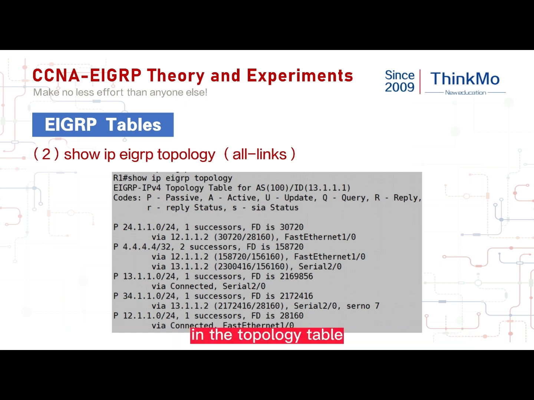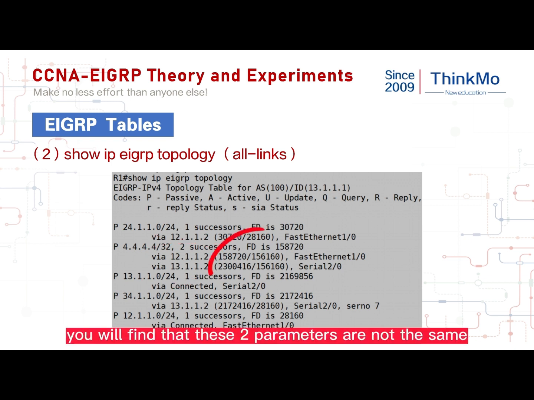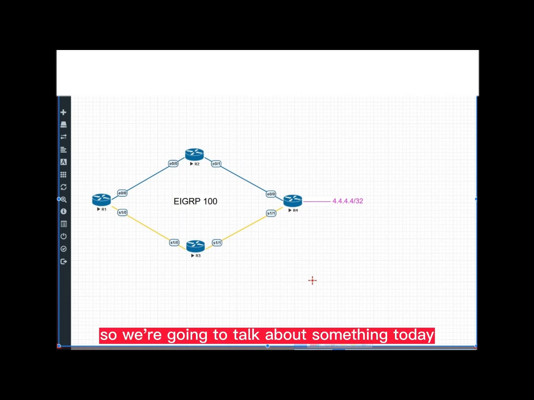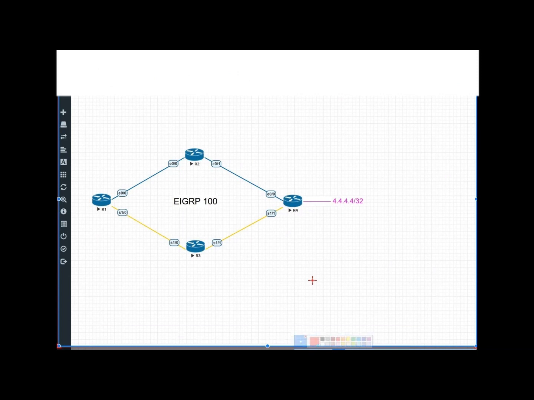In the topology table you will find, when data goes to a destination, there will be multiple next hops. And there are two parameters in the next hop. You will find that these two parameters are not the same, but they all appear in the routing table. So we're going to talk about something today. Let's look directly at this picture.